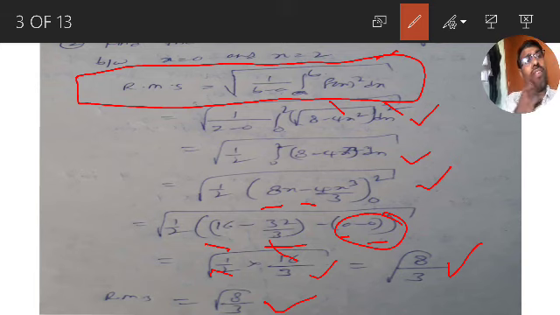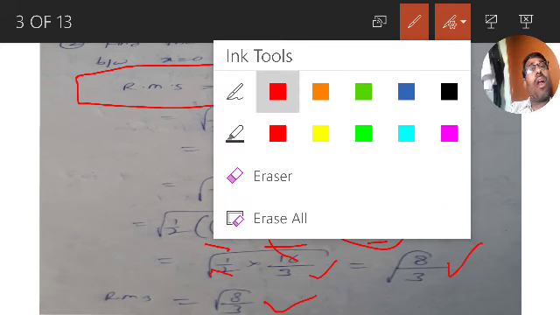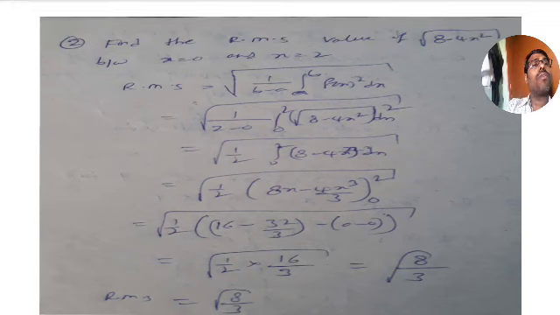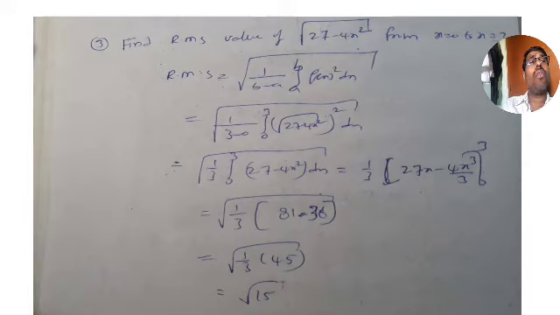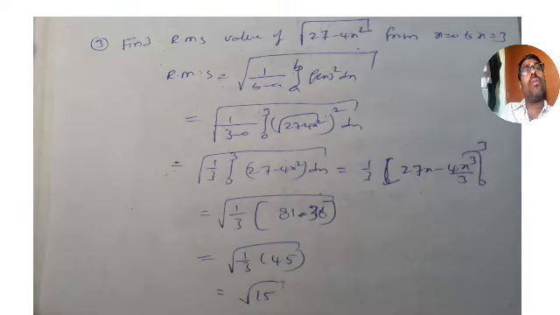So let us quickly move to the next problems. Another 25 minutes to go, so let me cover another 4 to 5 problems. So this is my second problem. Let me go to the third problem, guys. Find RMS value of square root of 27 minus 4x square from x is equal to 0 to x is equal to 3.